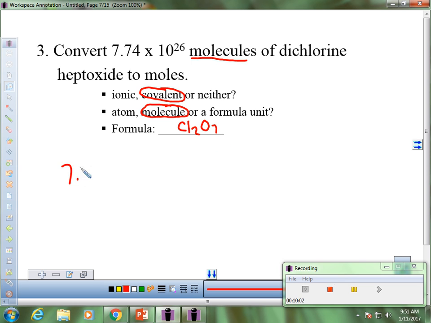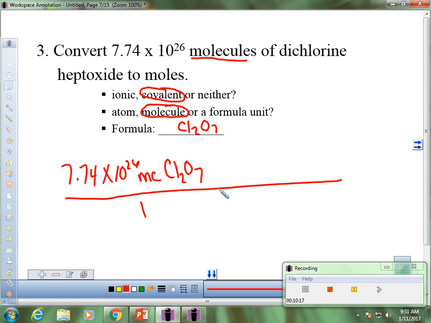So we're going to start with our number. And then our unit is molecule. Our abbreviation is MC. And then Cl2O7 is our label. We're going to put it over 1. This unit and the label is coming down. And what I'm looking for is going to go in the top right corner. And it says convert it to moles. So I'm going to put mole here, Cl2O7.